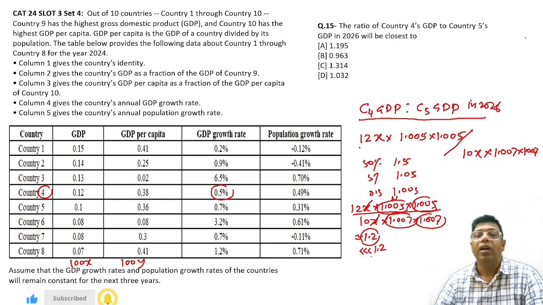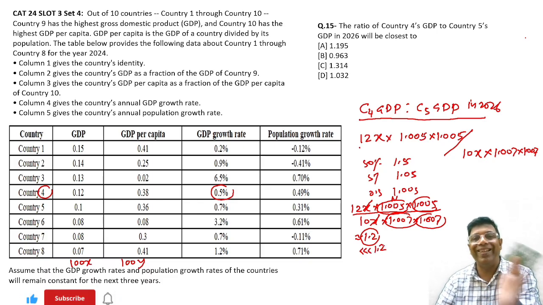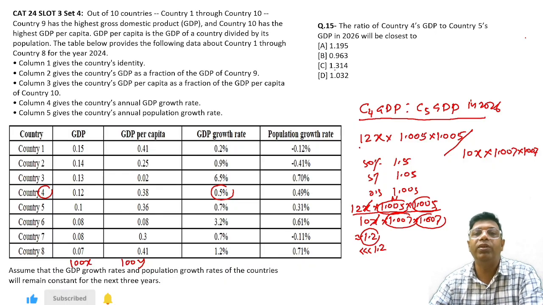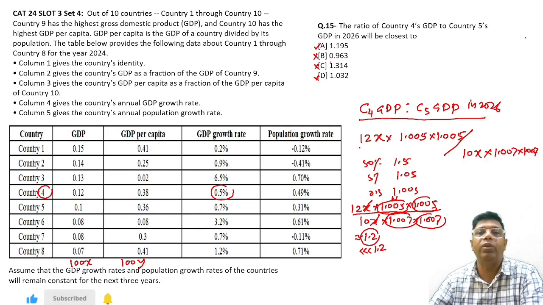Let's check the answer. A value that is closer to 1.2, slightly less, is going to become our answer. So I would say all these options are eliminated and the closest value, that is 1.2, is option A. So you can clearly say option A is the correct answer.